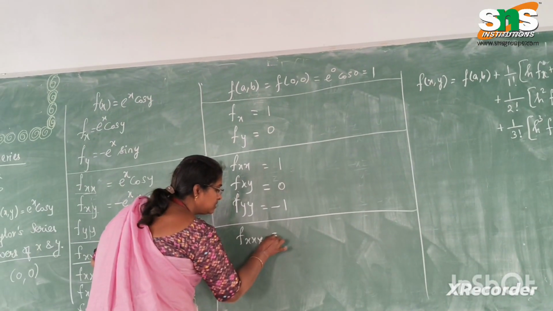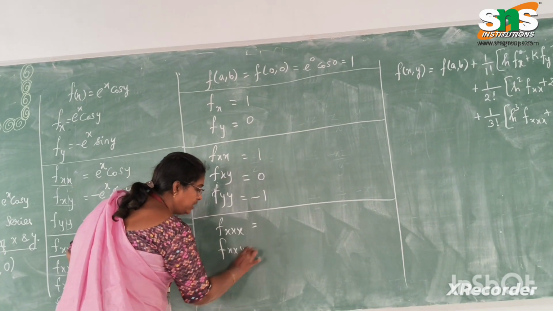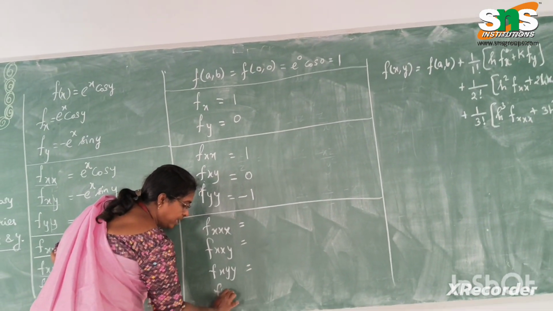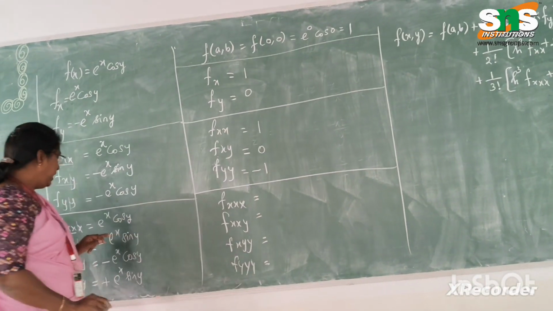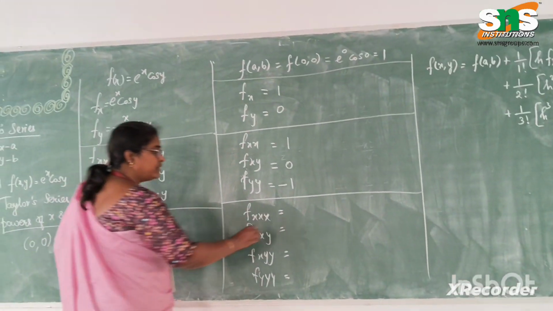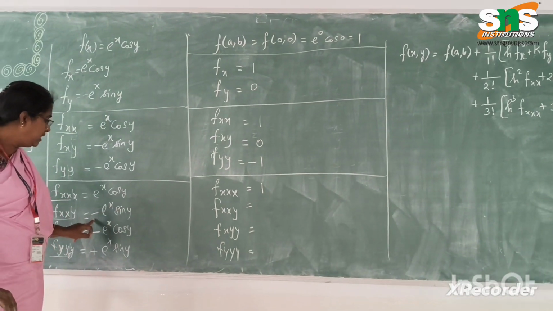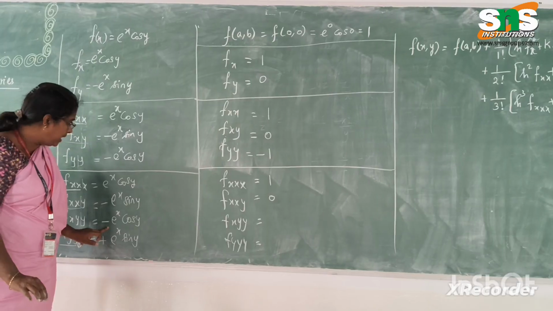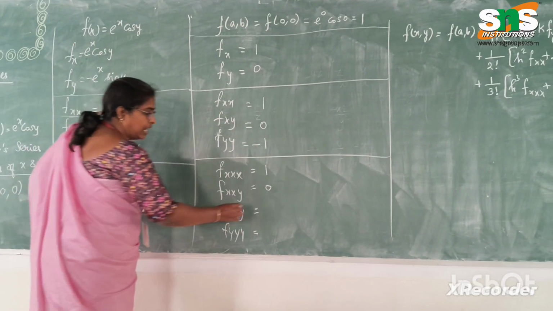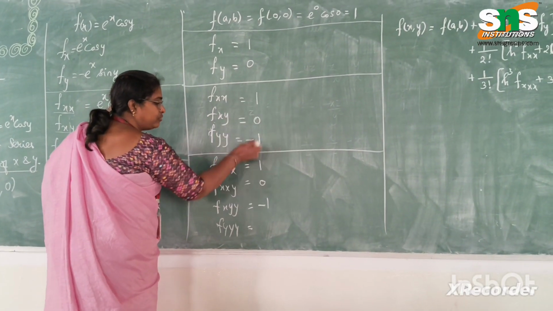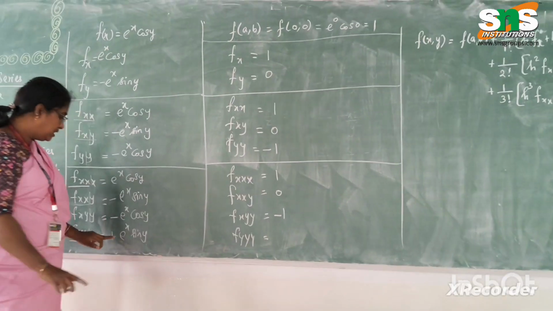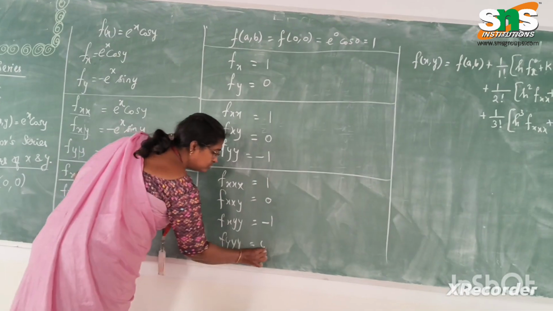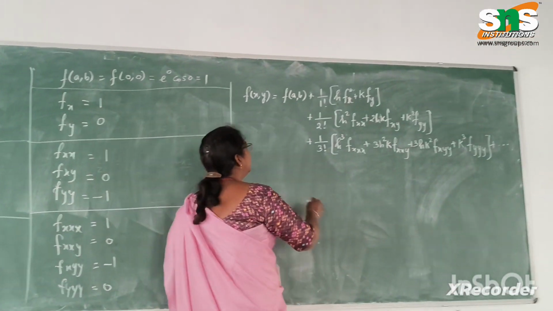Now fxxx, fxxy, fxyy, fyyy. Again e power x cos y, which we already know is 1. Then minus e power x sin y, the same term, 0. The same terms continue up to the third; these three come one by one. The last term, e power x sin 0, is 0. So these values you are going to replace here.